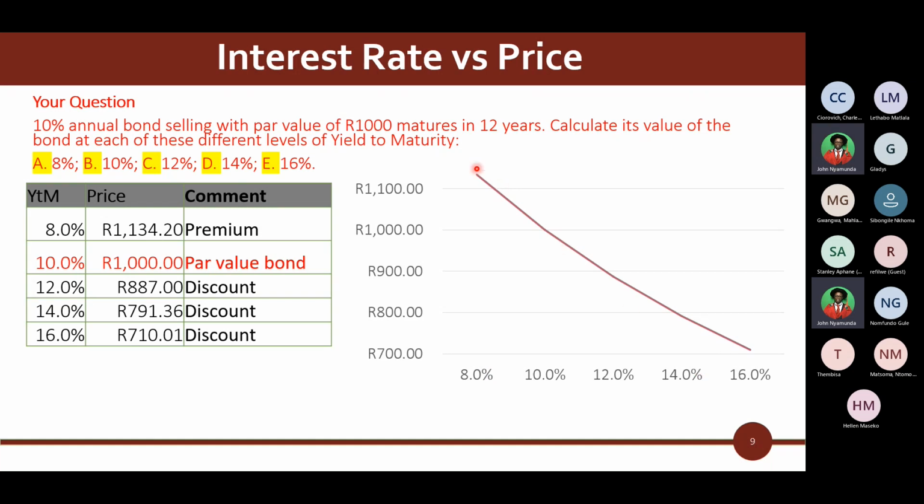Ladies and gentlemen, this is how you express an inverse relationship. When one is high, the other one is low. So when our yield to maturity is 16, the value is somewhere about 700 something. If my yield to maturity is 8, the value is higher.